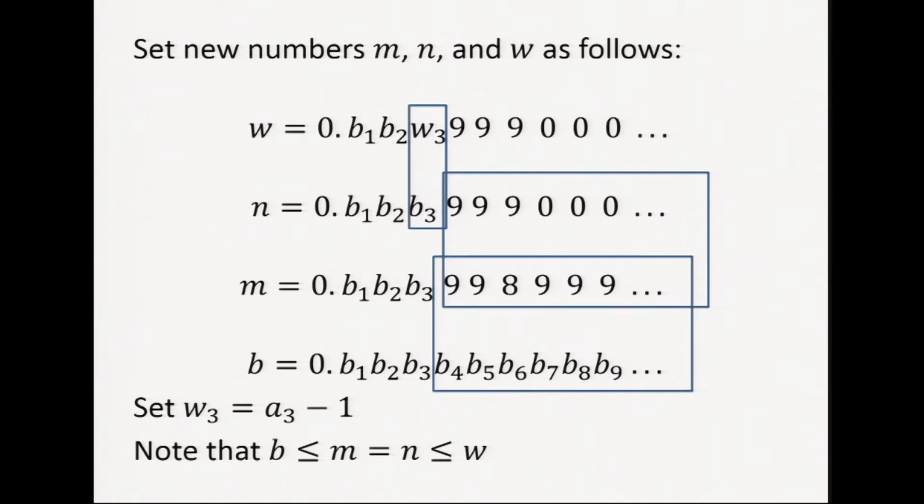Now, this is a tail of 9s, so that we can round this up to the next digit and put zeros. This is an exact number.